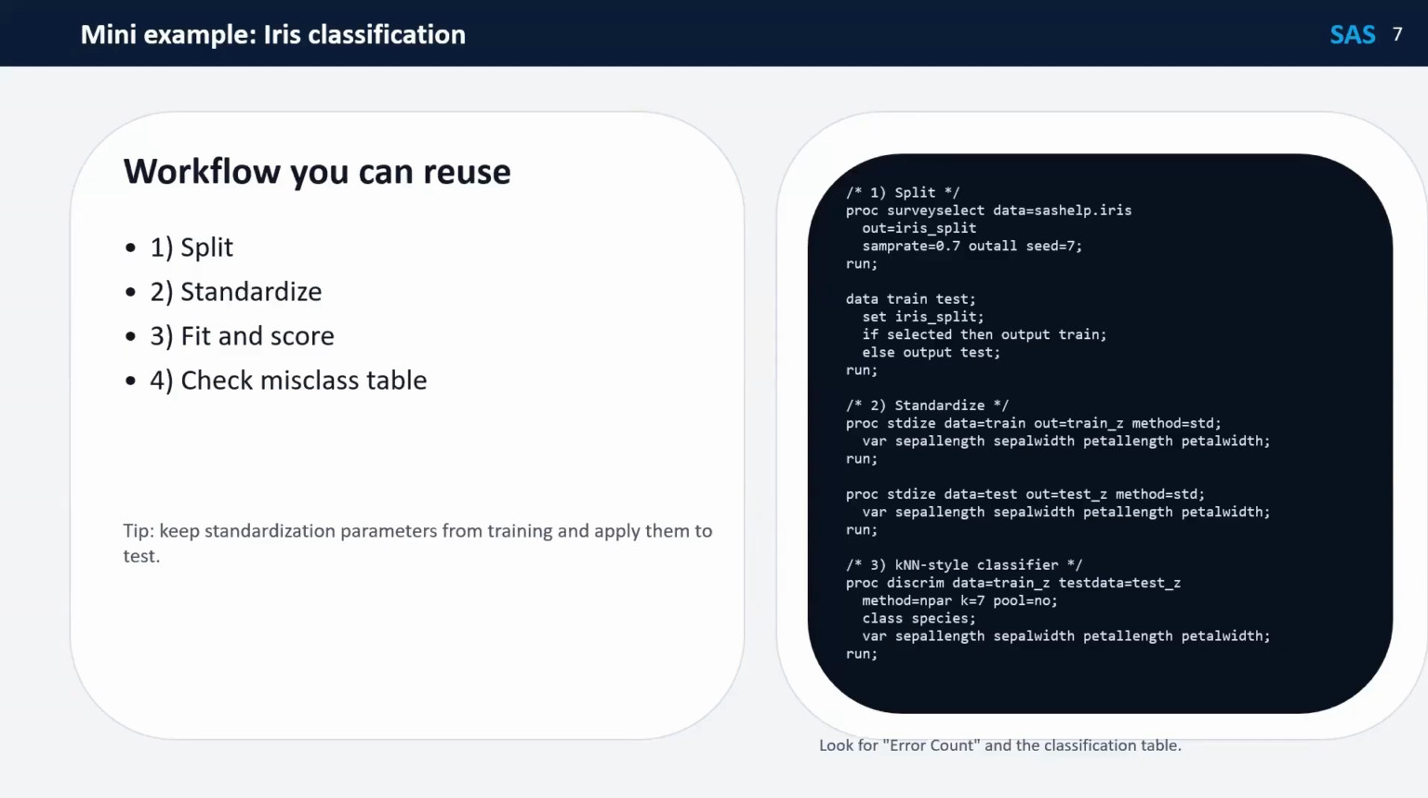After the procedure runs, you're going to look for two things: the error count, or the overall error summary, and the classification table. The classification table is actual versus predicted. Numbers on the diagonal represent correct predictions. Numbers off the diagonal, those represent mistakes. When you see the SAS results, I'm going to point to where those appear, and we'll translate the table in plain English. So let's look at the results.